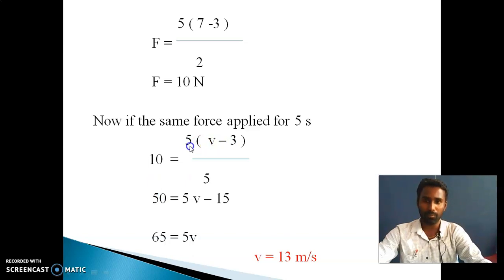So 5 into V minus 3 gives 5V minus 5 into 3, which is 15. So 15 will go to the other side. 50 plus 15 is 65. So 65 equals 5V.